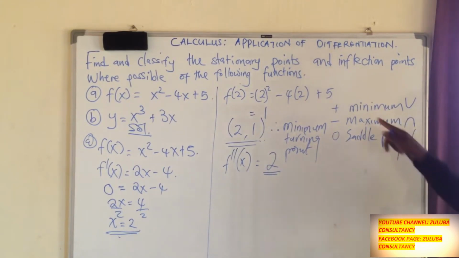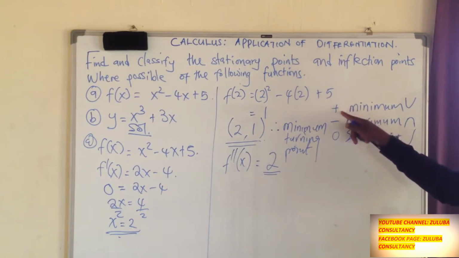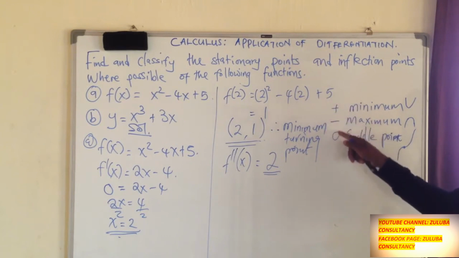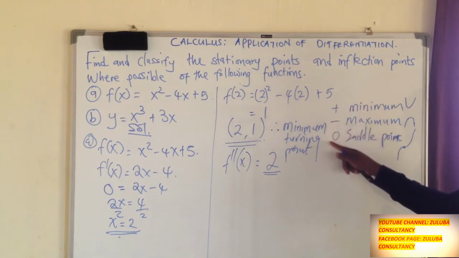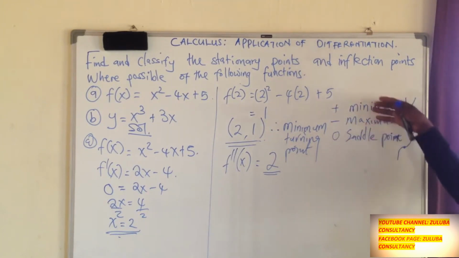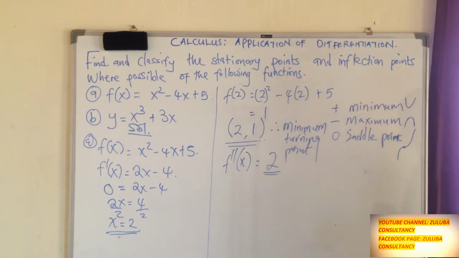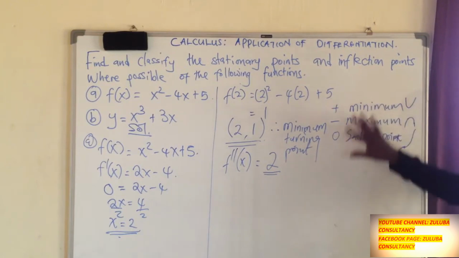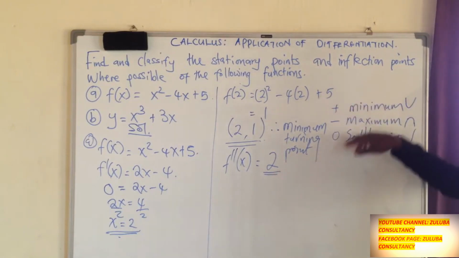For a minimum, the second order derivative will be positive. If it is a maximum, it will be negative. If it is a saddle point, it will be 0. This is what we call the second order derivative test. Sometimes they will tell you to use the second order derivative test, and then you have to use this particular concept.